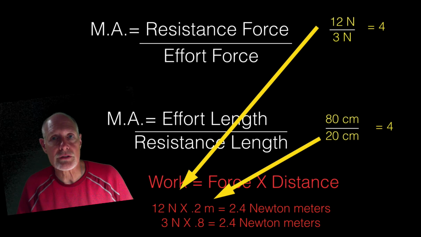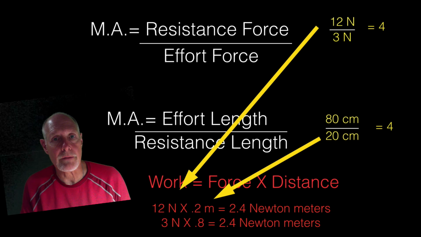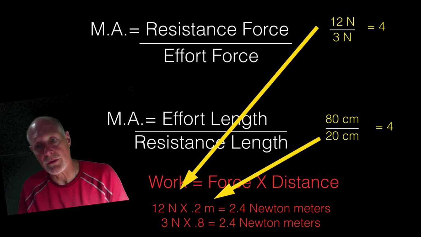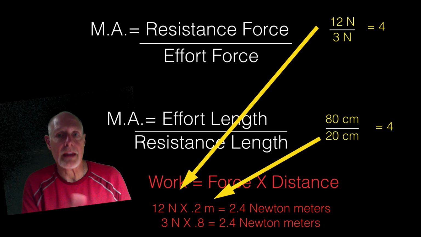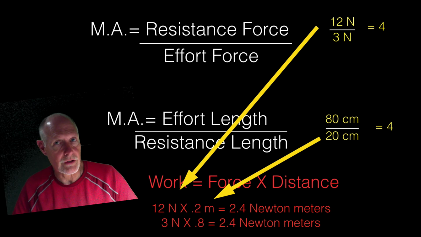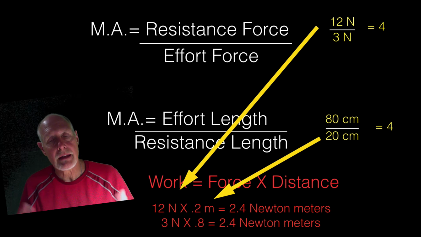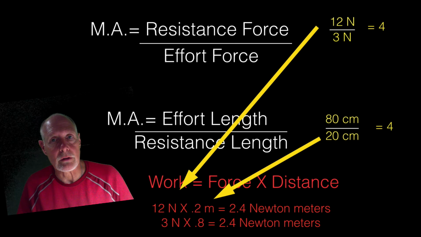And you may need to leave this screen up to remind yourself how to do that, but it's simply work is force times distance. So if it's the work of the resistance force, then you take the resistance force times the resistance length, and that will give you the amount of work that you did. Or the effort force times the effort length, that will give you the amount of work that you did. Okay? So do all that. Have it in class next week, although we won't go over it until 2 weeks from now, but at least you'll be ready for what we do 2 weeks from now.